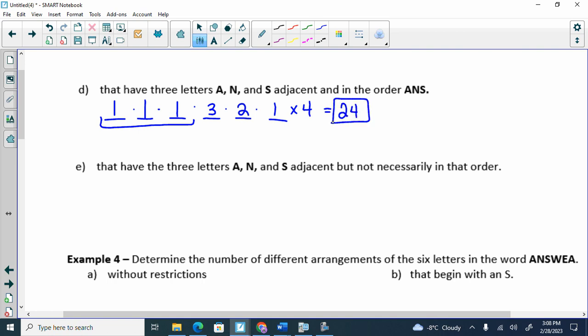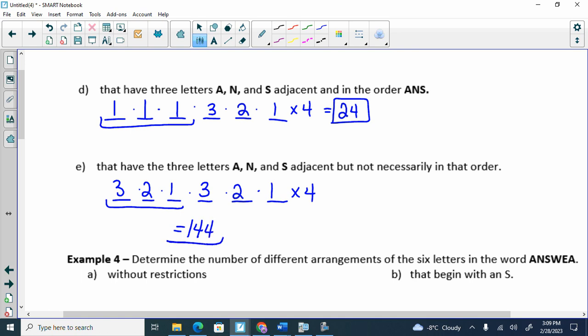Now this one says that have 3 letters A and S adjacent but not necessarily in that order. So now instead of 1, 1, 1, I have 3, 2, 1 for the A and S. 3, 2, 1 for the ones that are left, and I still multiply by 4. That's 24 times 6, which is 144. Cool. That's from your homework.